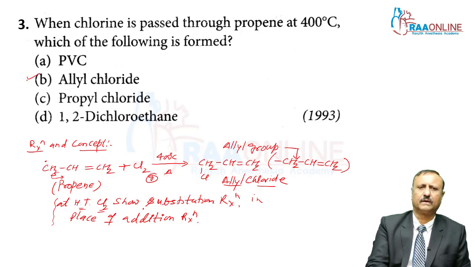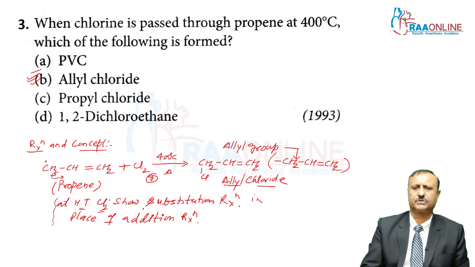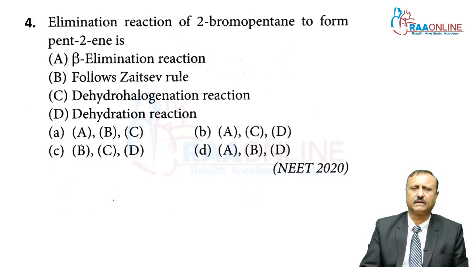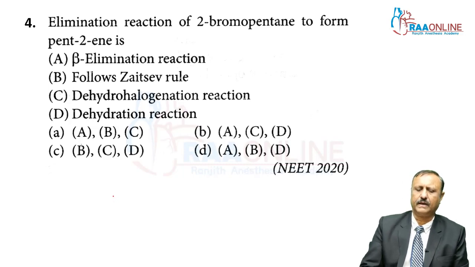So, you can go to option B for question number 3. Now, my dear students, we can see question number 4. Here, in question number 4, the elimination reaction of 2-bromopentane to form pent-2-ene is asked. First of all, write the reaction and see the concept.